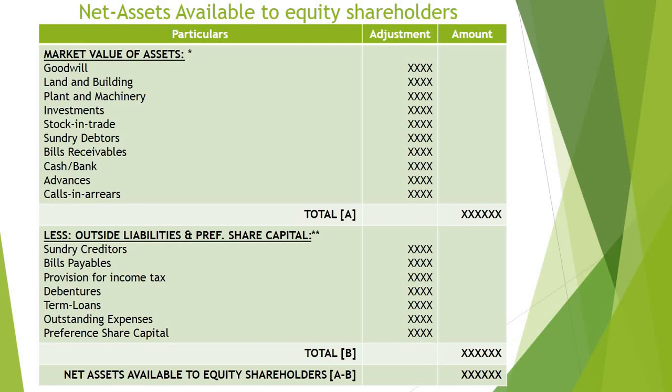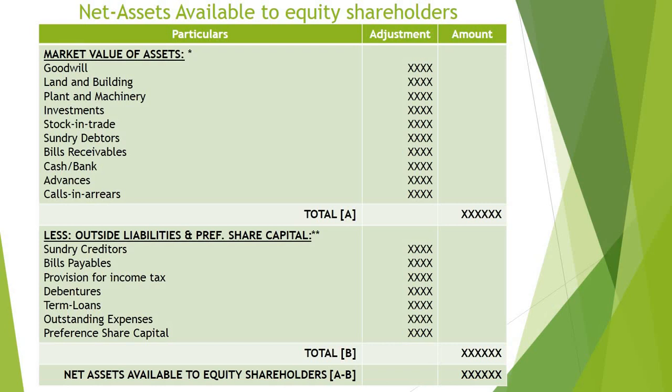So I'll take all the assets and then I'll subtract all the outside liabilities, and I will also subtract preference share capital. Only then I'll be able to find out the net assets that are available to equity shareholders. And we are taking preference share capital only for calculations. You don't see preference shares being issued nowadays. It has been scrapped long ago.